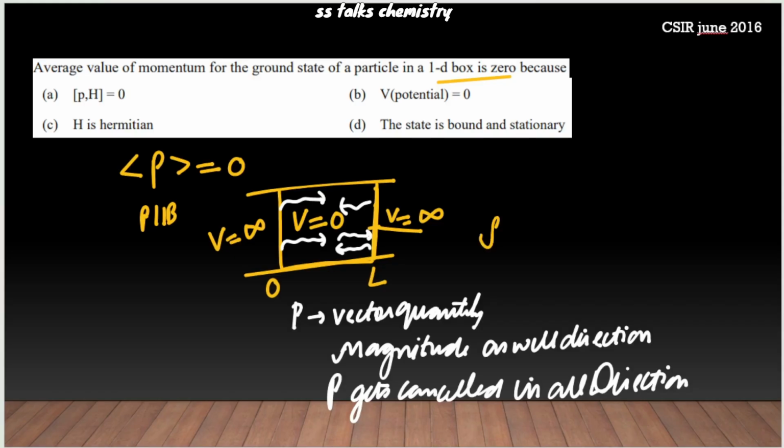So because the state is bound, this scenario is possible. So the momentum average is 0 because the state is bound and is stationary. Option D is the right answer.